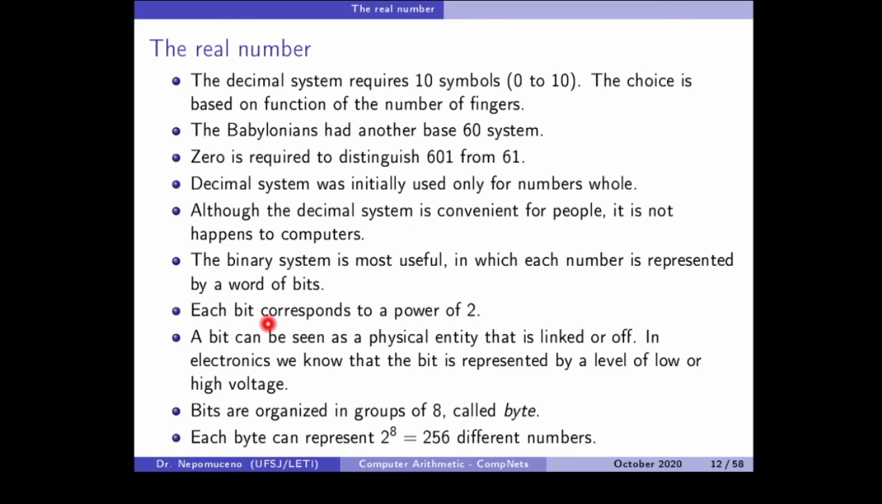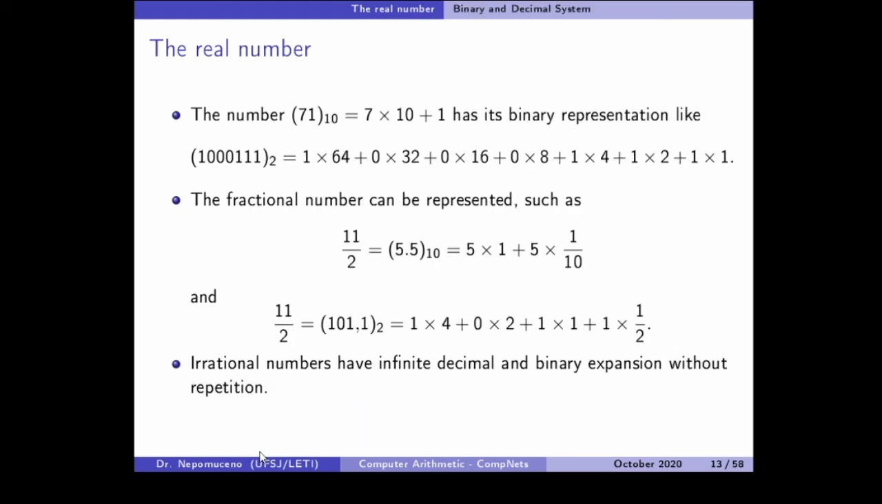The binary system is most useful, in which each number is represented by a word of bits. Each bit corresponds to a power of 2. A bit can be seen as a physical entity that's on or off. In electronics, you know that the bit is represented by a low or high voltage level. Bits are organized in groups of 8 called a byte. Each byte can represent 2^8 equals 256 different numbers.